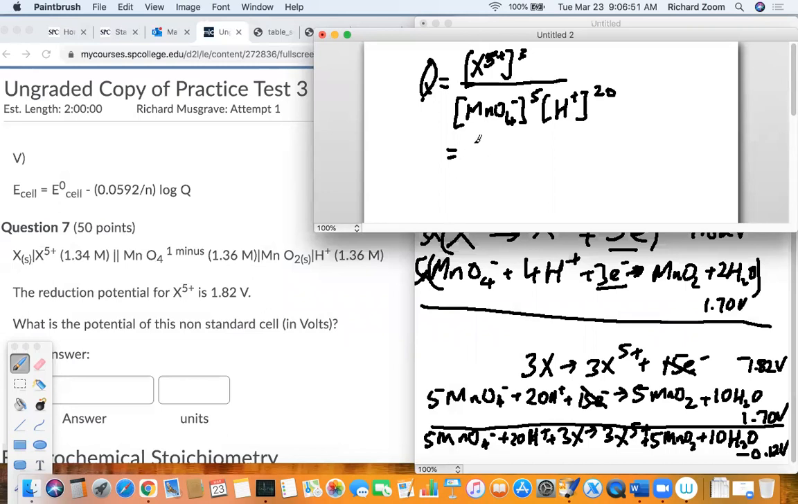All right, so now I can plug everything in. We've got 1.34 cubed over 1.36 to the 5th and 1.36 to the 20th. Now those values are given in the question. You see them next to the different values in the cell diagram.